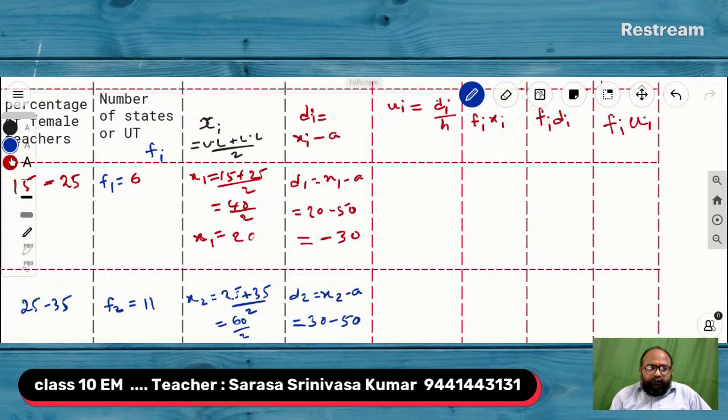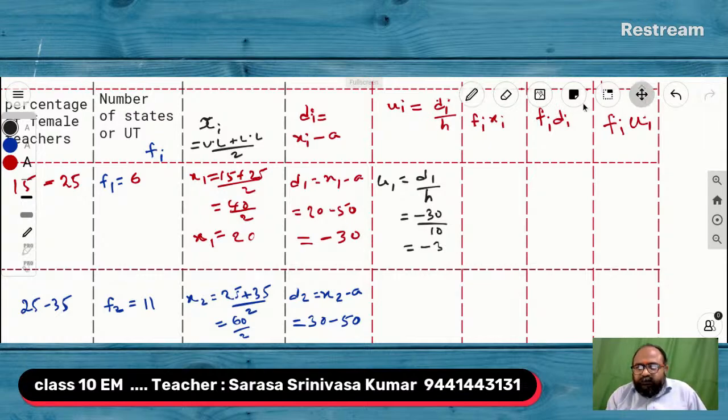Now ui equal to, u1 equal to d1 by h. What is d1? This is equal to minus 30 by h, which is taken as 10. This is equal to minus 3. So we have calculated u1 equal to minus 3.